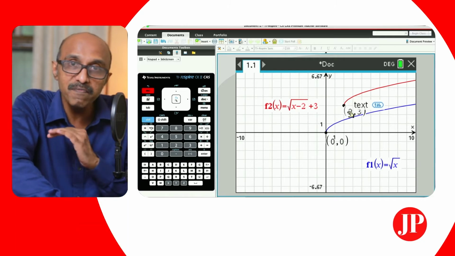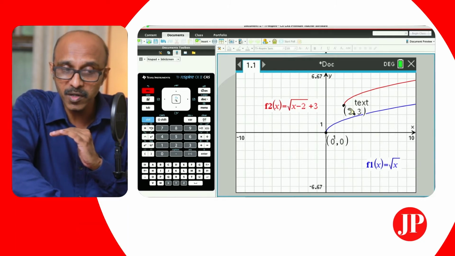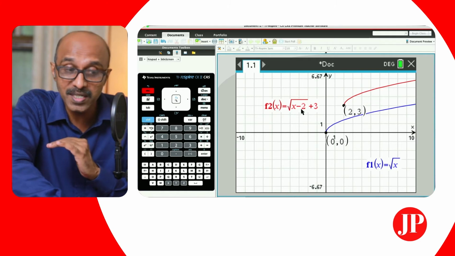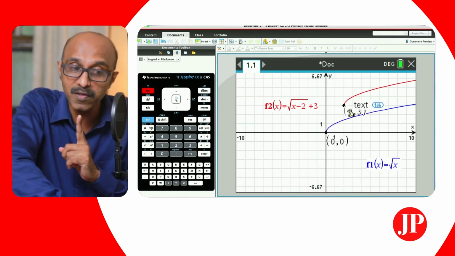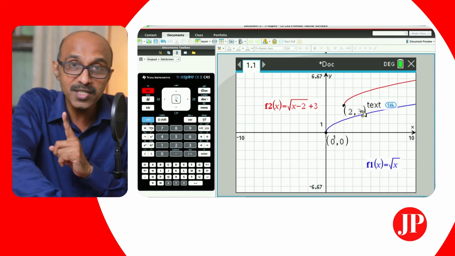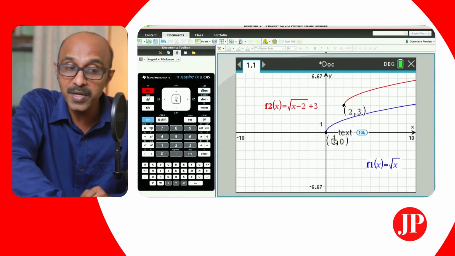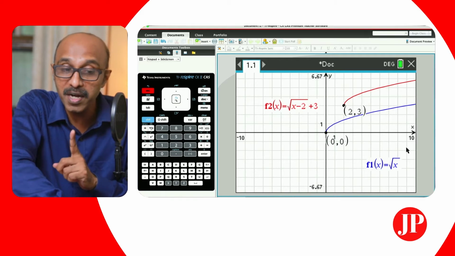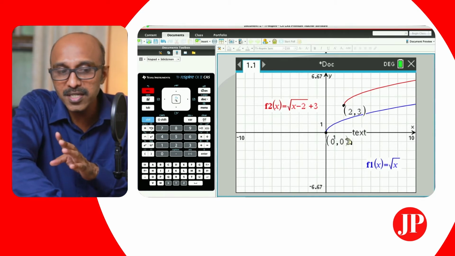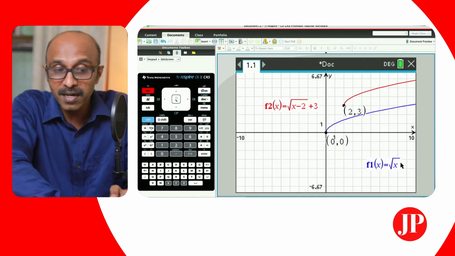That's also the minimum value of the domain, okay? H represents the minimum value of the domain. Remember this H and K? H represents the minimum value of the domain, and 3 represents the minimum value of the range of this function. The same way as 0 represents the minimum value of the domain of the parent function, and 0 again represents the minimum value of the range of the parent square root function.